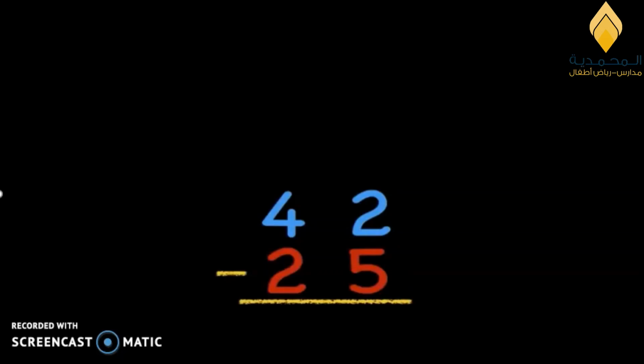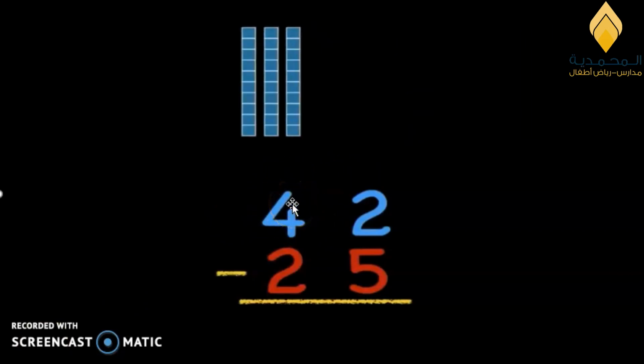Listen, let's take an example. For example, 42 minus 25. And this line is the equal sign. The first thing we should look at is the tens place. How many tens do we have? Excellent, 4 tens. 1, 2, 3, 4 tens. Then look at the ones. How many ones do we have? Good job, 2 ones.